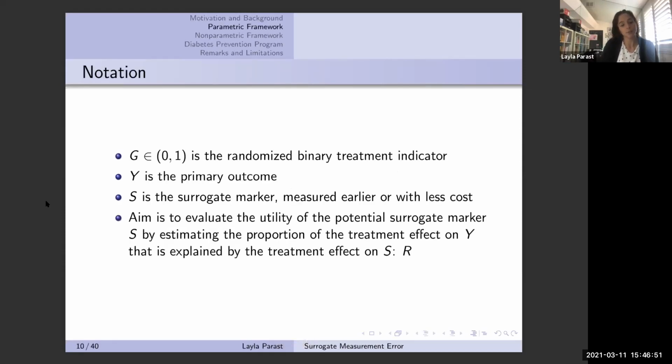So I'll introduce a little bit of notation. G is the treatment indicator, and I'm going to assume throughout that I have random assignment. Y is the primary outcome, and S is the surrogate marker, which is either measured earlier or at the same time as the primary outcome, but with less cost. And my aim is to evaluate the utility of the potential surrogate marker S by estimating that proportion of treatment effect quantity.